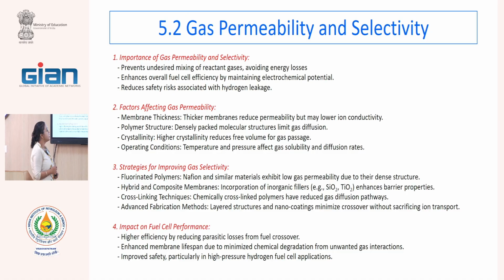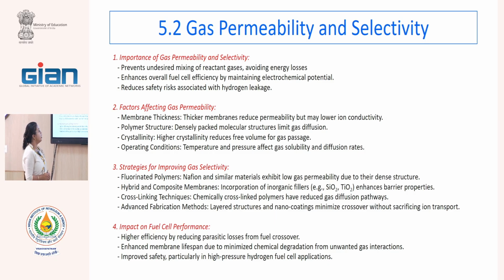Factors that affect permeability: if you have high membrane thickness, permeability goes down. If you have a densely packed molecular structure of polymer, they do not have space to transport the ions. Then there is crystallinity. High crystallinity reduces free volume, so a semi-crystalline nature of your polymer is preferable in this case. Temperature and pressure effects: if there is a strong gradient, then also we will have a loss of permeability.